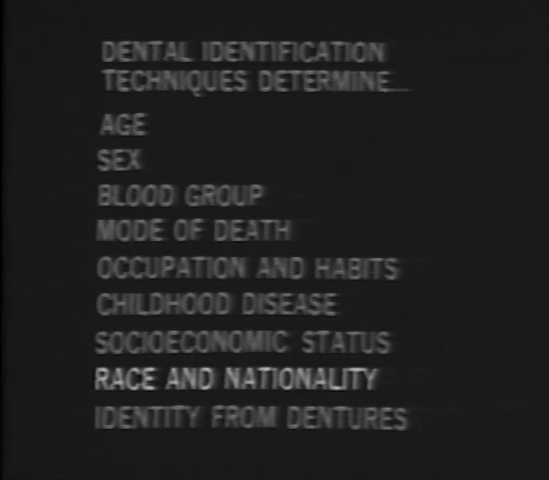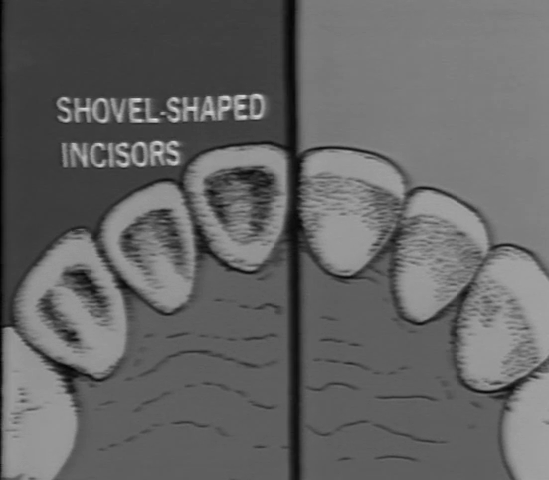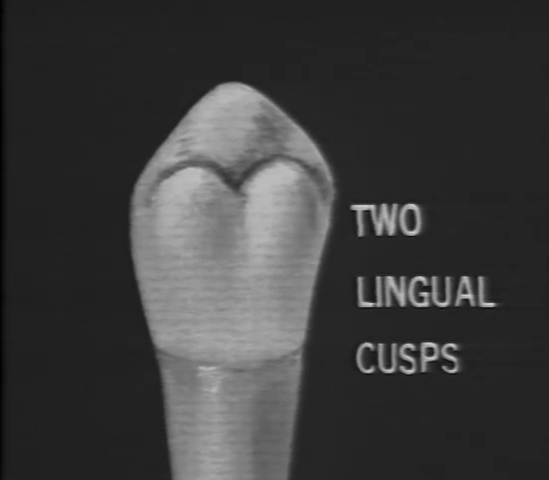It is not possible to make definitive conclusions about race from the teeth alone. However, certain trends are common in specific races. For instance, shovel-shaped incisors with prominent marginal ridges are more common in the Mongoloid races. In Negroes, the first mandibular premolar usually has two lingual cusps, a trait not found in Mongoloid races.